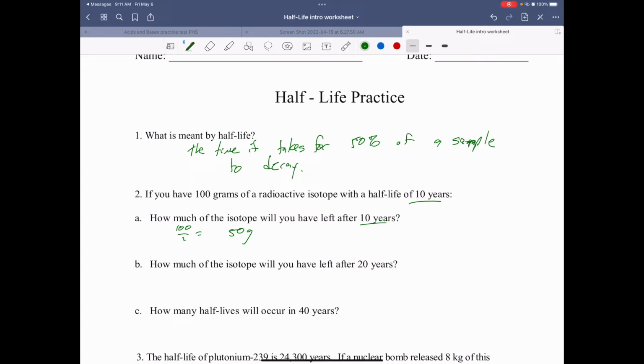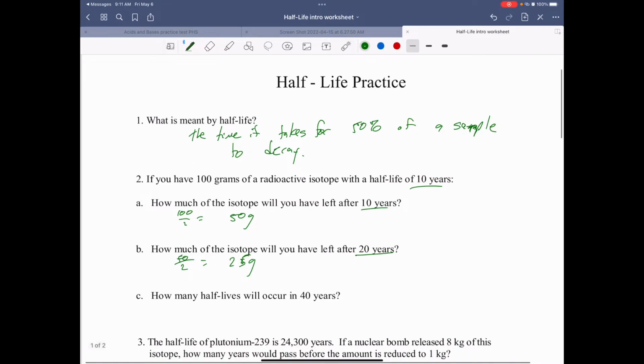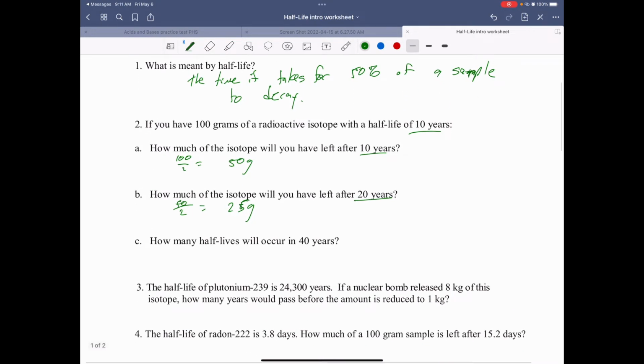So in this case, after 10 years, we have 50 grams, and 20 years is another half-life, so another half-life has passed, so now we're down to 25 grams. How many half-lives will occur in 40 years? So it's not asking how much of the isotope you're going to have left, it's asking how many half-lives. So if each half-life is 10 years and we have 40 years, that's 4 half-lives.